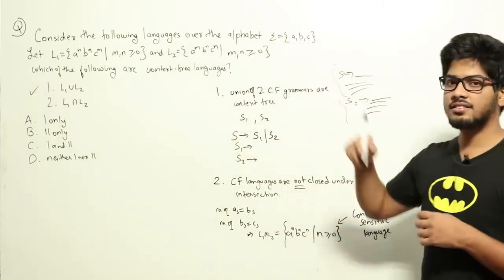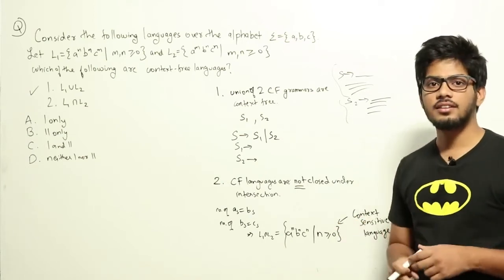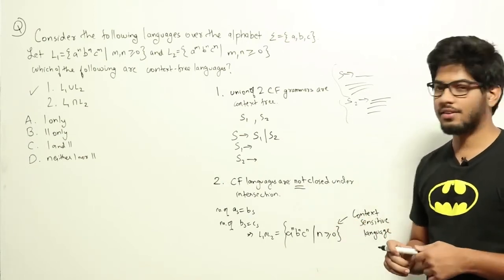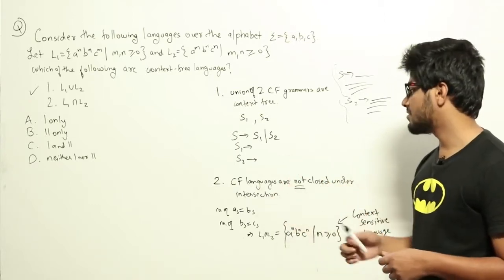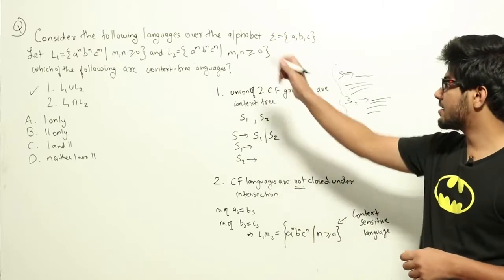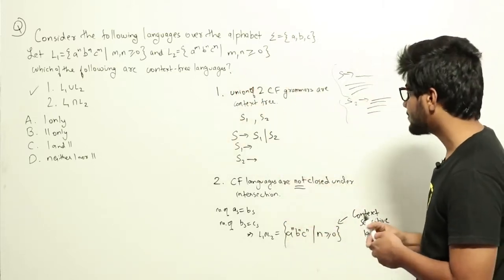Now second is intersection. Context-free languages are not closed under intersection. If we take the intersection of two context-free languages, the resulting one may or may not be context-free. It is not guaranteed that the intersection is context-free. So we'll take this example and take the intersection and see if it is actually context-free or not.